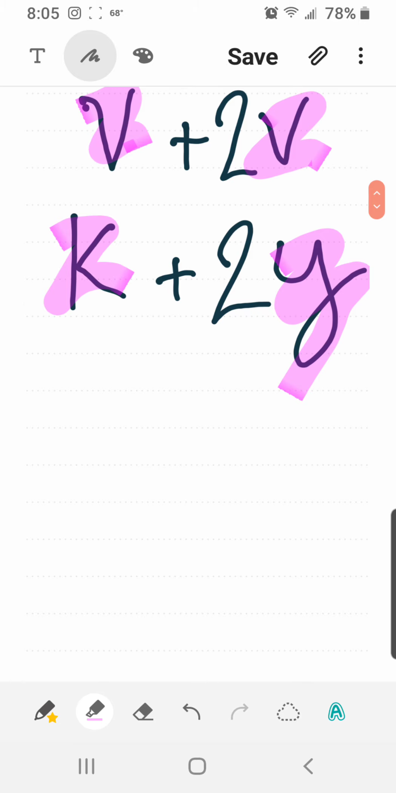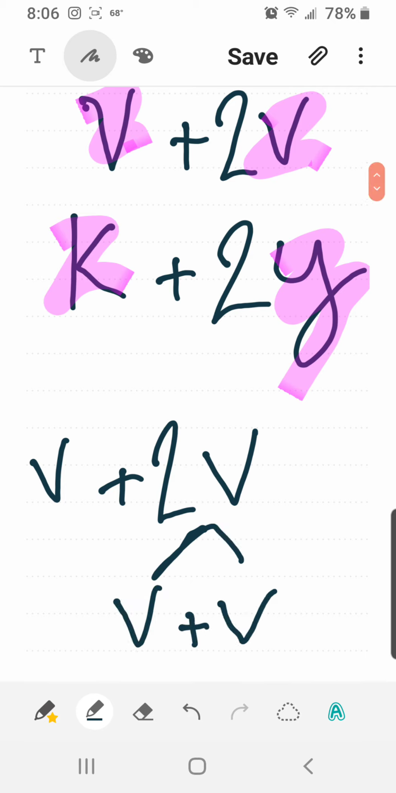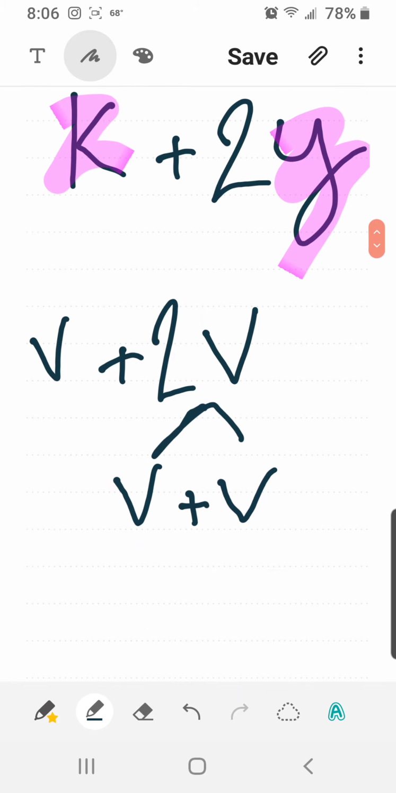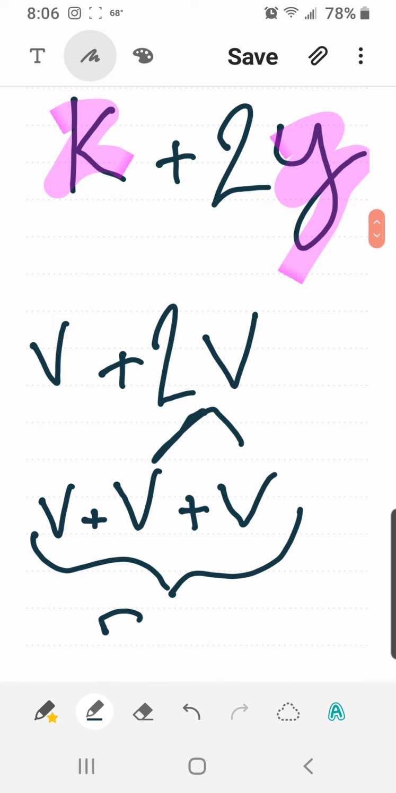Now, if we have a situation with v plus 2v, here's how that works. 2v is the same as v plus v. So here we have essentially v plus v plus v. If we have three v's added together, that's the same as 3v.